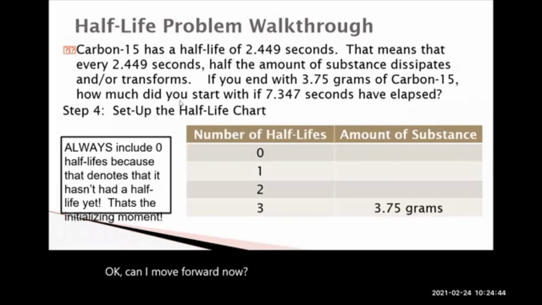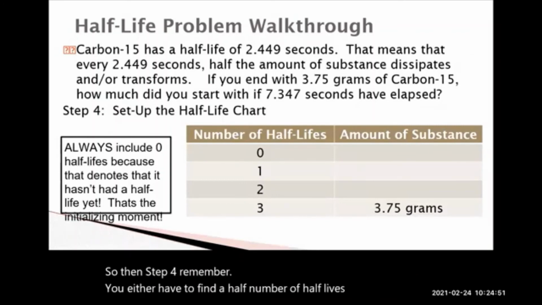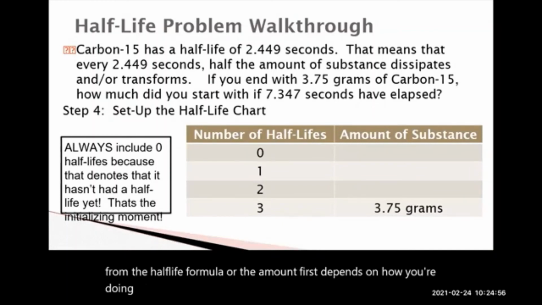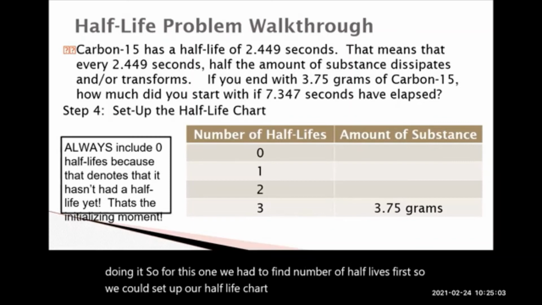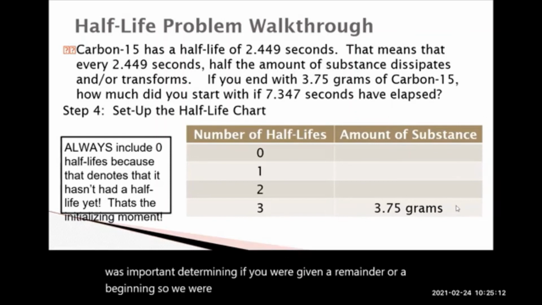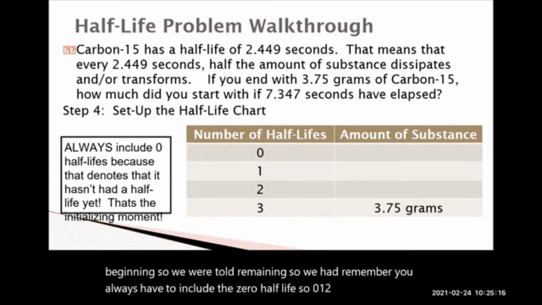Okay. So then step 4, remember, you either have to find the number of half-lives, or what's missing from the half-life formula, or the amount first. Depends on how you're doing it. For this one, we had to find the number of half-lives first so we could set up our half-life chart, our T-chart. Remember I said it was important to determine if you were given a remainder or a beginning. We were told remaining. Remember you always have to include the 0 half-life. So 0, 1, 2, 3. 3 is remaining, so you put that at the bottom.